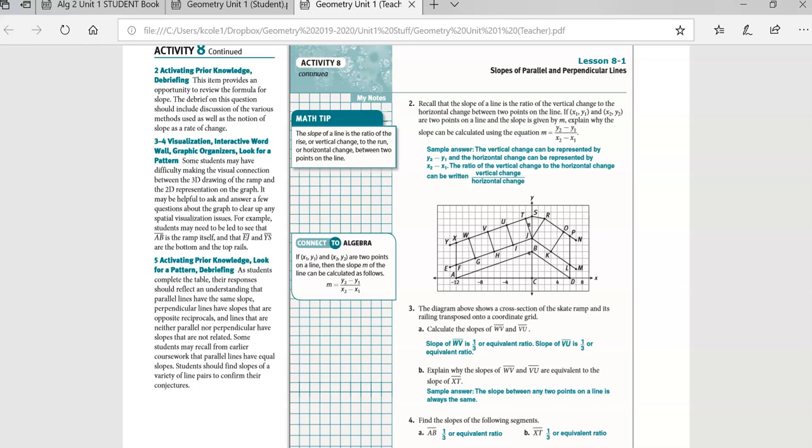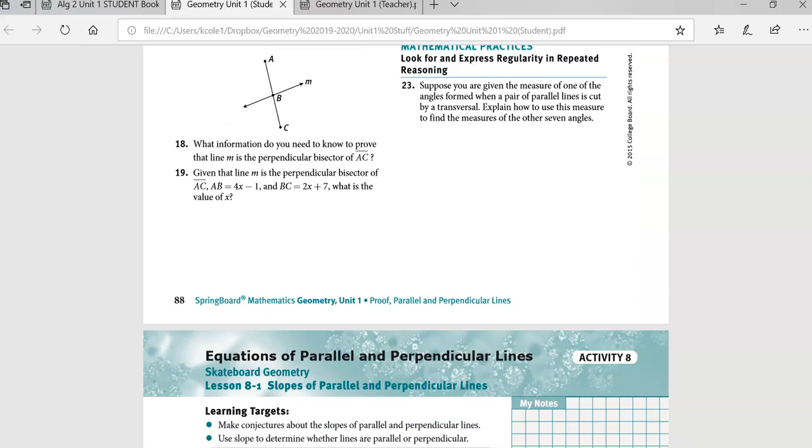Oh, I'm still in my teacher book. That's going to be confusing to you. Sorry. Let me switch to my student book. I was wondering why there was so much writing on there.